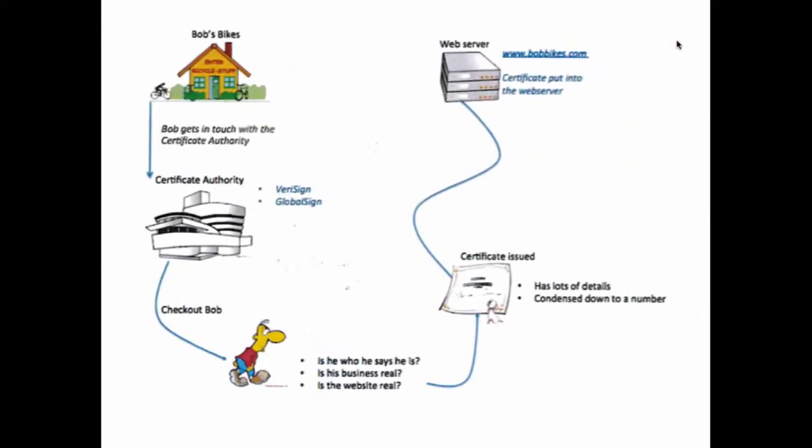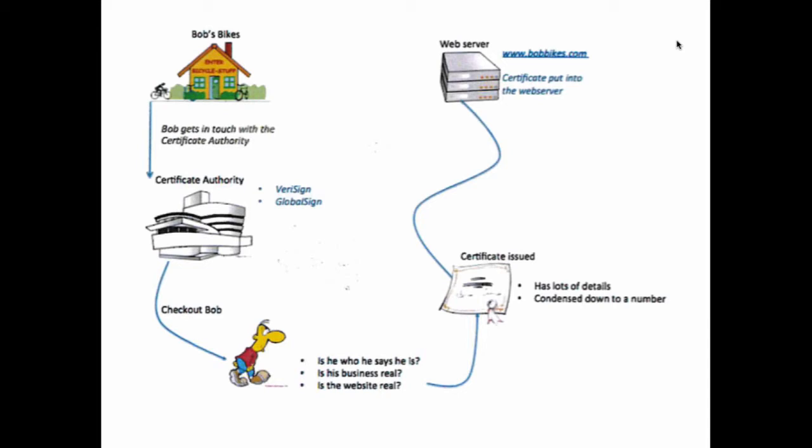A method of making sure that the identification of that person is genuine is by using an organization called the Certificate Authority. The way it works is this. Bob needs to prove to his customers he is who he says he is. Bob gets in touch with a certificate authority like VeriSign or GlobalSign. They do checks on Bob, getting evidence he is Bob, that he has a real business and a real website. When the certificate authority is satisfied that Bob is legitimate, they will issue him a certificate.